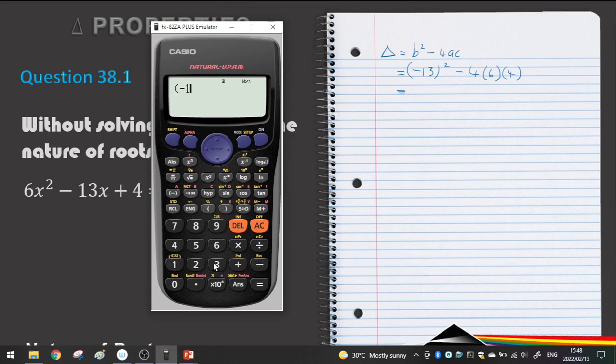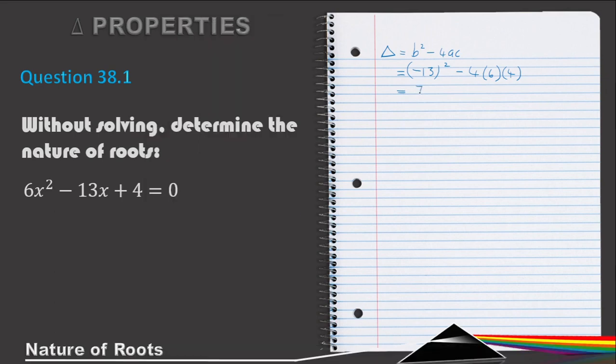Just be careful to make sure that you substitute in the b value, or actually all your values, just to be safe, inside brackets, because if you don't, the negative is going to just give you the wrong answer. And then 6 and then 4. Okay, so this gives us 73.